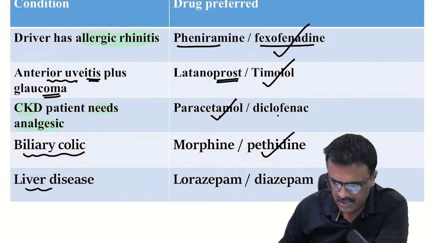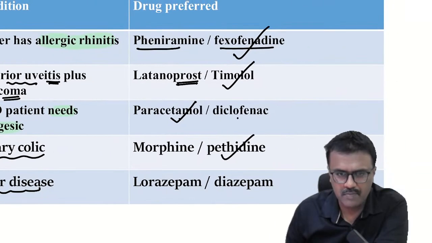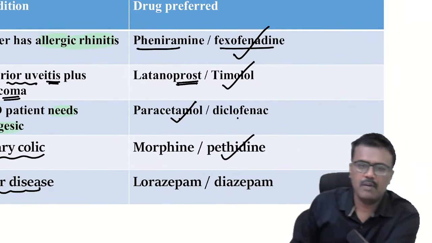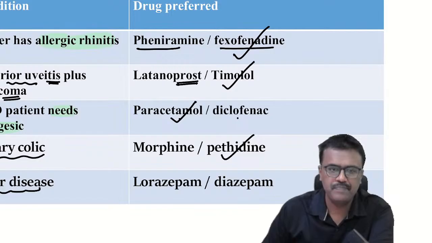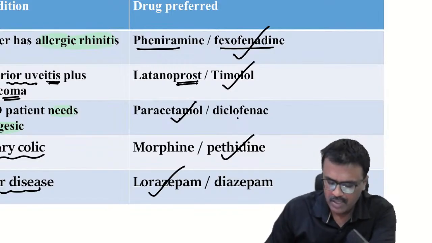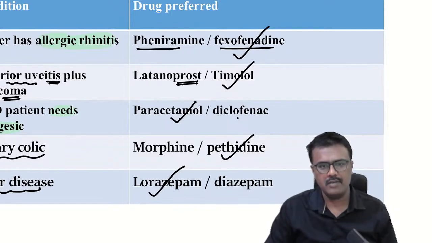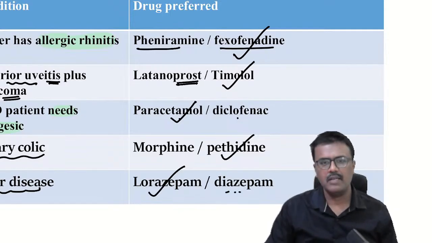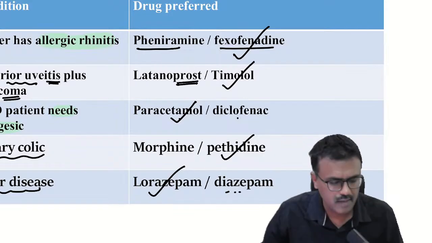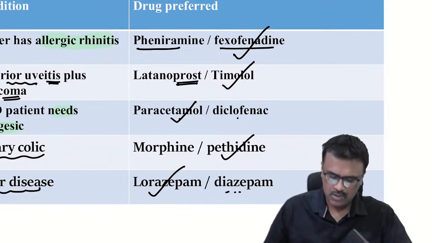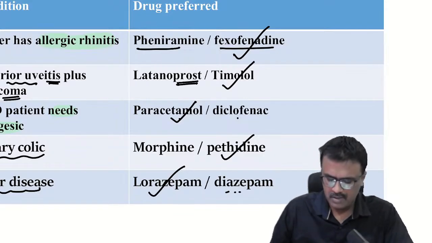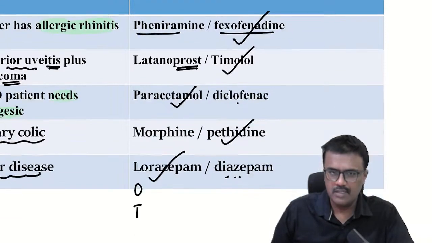Suppose a patient has liver disease and you want to give benzodiazepine. Will you give lorazepam or diazepam? I will prefer lorazepam because lorazepam will not produce active metabolite. But if I give diazepam, the diazepam becomes longer acting in liver disease. So what are the benzodiazepines safe in chronic liver disease patient?